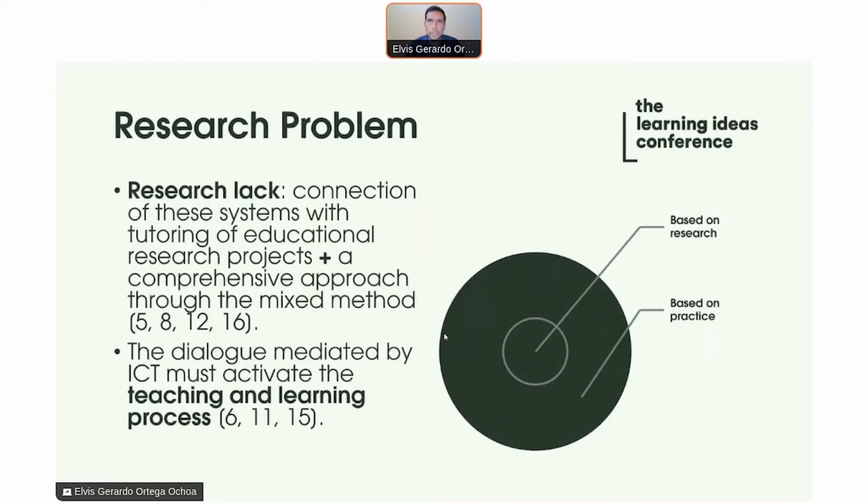The situation has several approaches. On the one hand, although there has been advancement in adaptive learning, especially related to the algorithm of the PCA dialogue system linked to different domains, for instance mathematics, programming, physics, and computer science, there is a research lag between the connection of this system with tutoring of educational research projects, as well as a comprehensive approach to the study object through the mixed method. On the other hand, considering that tutorial accompanying is a direct and personalized process for each PIENSA in theoretical, methodological, and practical aspects of the research project, the dialogue mediated by information and communication technologies must activate the teaching and learning process. As a result, there is a problem based on research and practice.